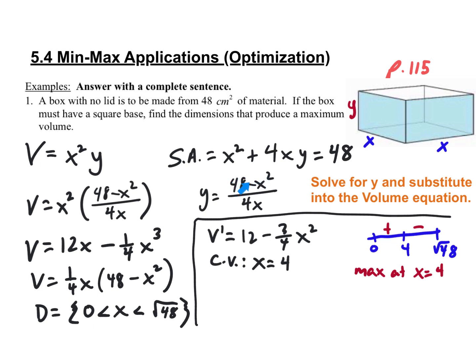But this is 48 minus 16, which is what? 32 divided by 16 is 2. So y equals 2. Okay, and here's the work. It does say answer with a complete sentence. I would get in that habit.